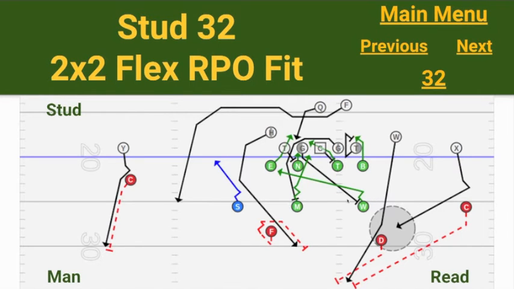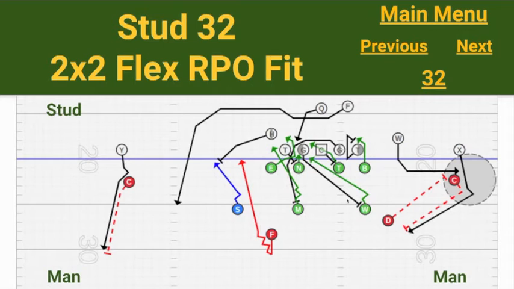So the next answer would be go man coverage, and again, we're going to be really good to the field, and I think we're better to the boundary because we're going to be inside leverage. If they would go with that seam, the deep safety is going to be able to match and disrupt it and carry that seam, and the corners are going to be inside the slant and have leverage on that, so the quarterback's not going to have an easy open throw.